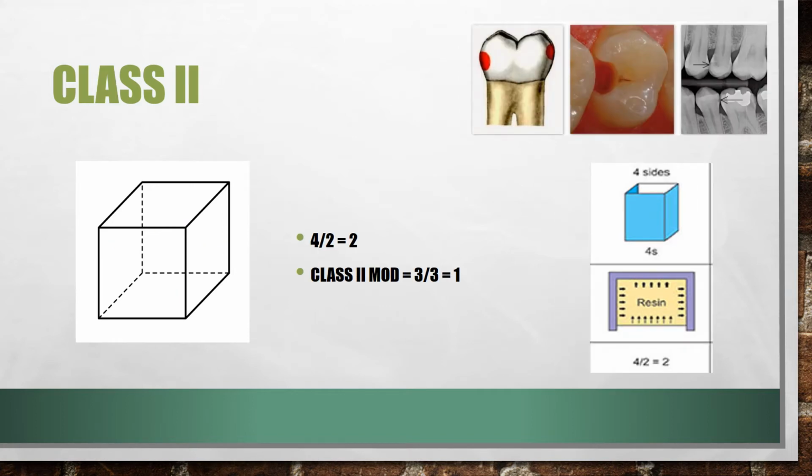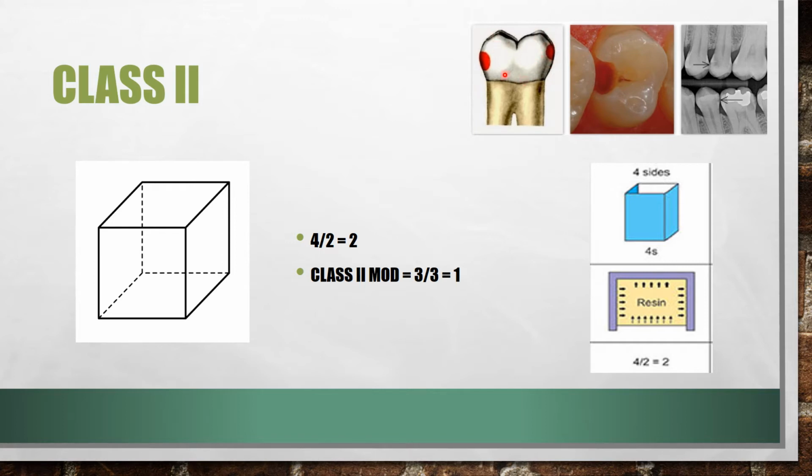Now the next is the class 2 cavity. According to GV Black, class 2 is where the proximal surfaces are involved along with the occlusal surface. So in this, there will be 2 surfaces involved: either the mesial surface or the distal surface along with the occlusal surface.